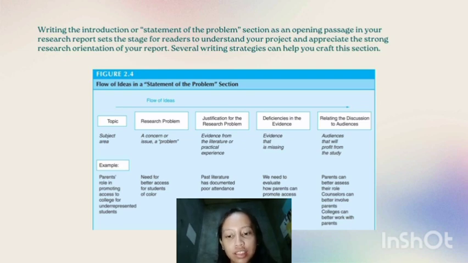audience. So audiences that will profit from the study. So these are your respondents and also the ones that will be affected by your study. So examples are the parents can better access the role, counselors can better involve parents, and colleges can better work with parents.